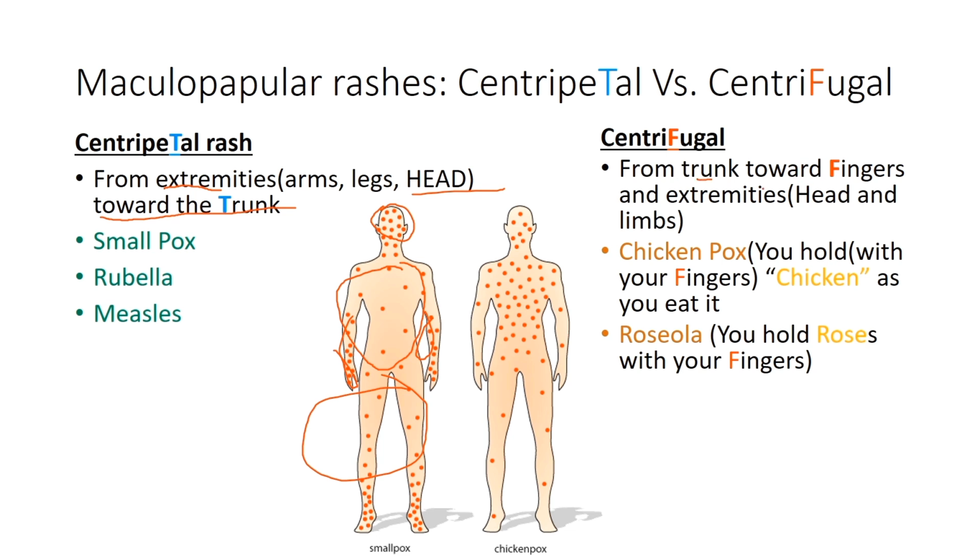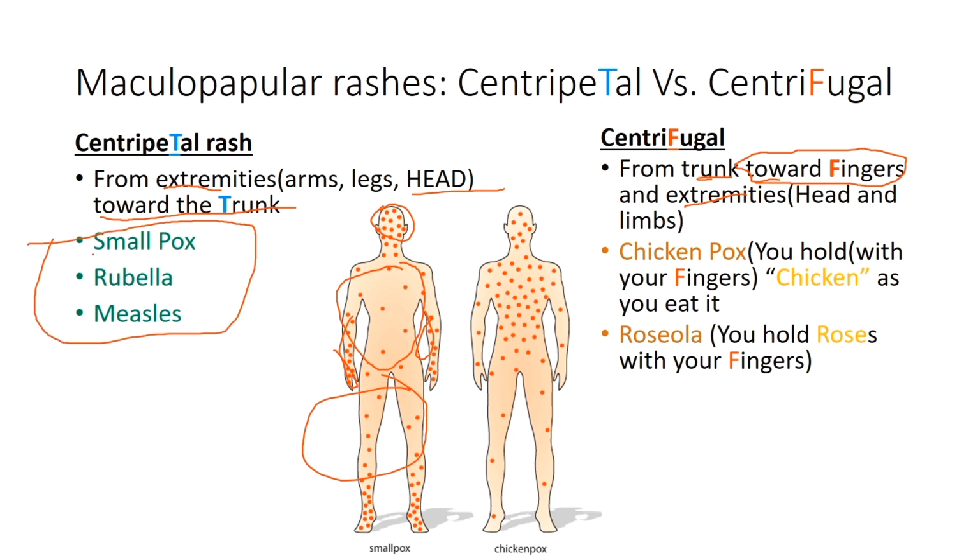Whereas centrifugal starts in the trunk and goes towards the fingers. F for centrifugal. So it starts somewhere like the trunk and then progresses outward towards your fingers. And I have a way to remember this in just a second. So go back to our centripetal rash.